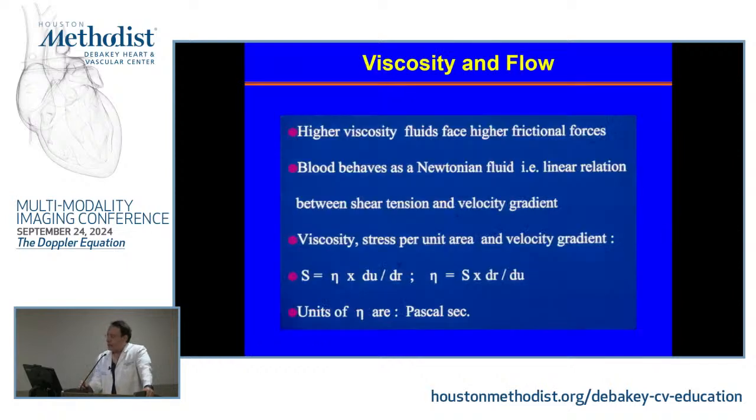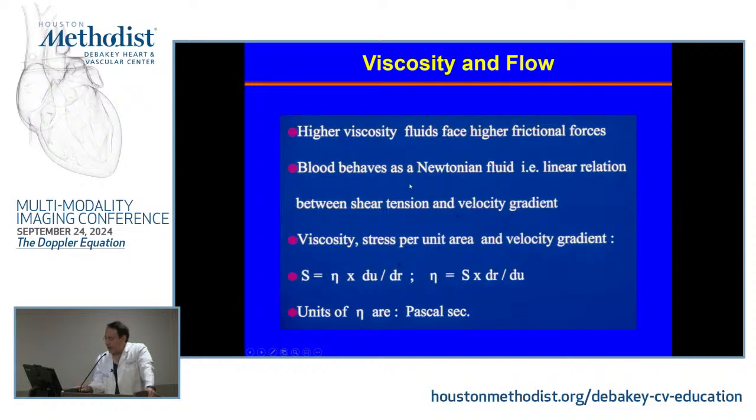Now, when we think of flow or motion, we think of something that opposes the motion. For fluids, what opposes the motion, instead of friction, is viscosity. And fluids that have a higher viscosity face higher frictional forces. In essence, are these layers freely sliding one on top of the other, or is there some resistance to that motion of the fluid?